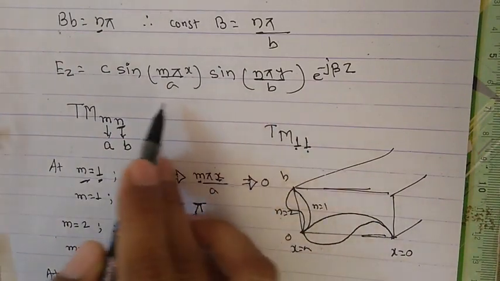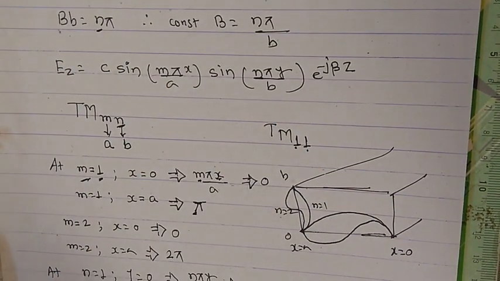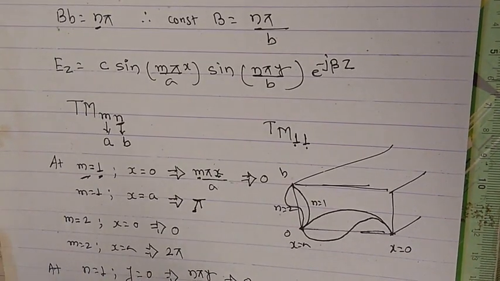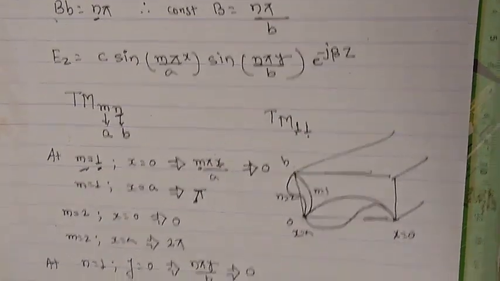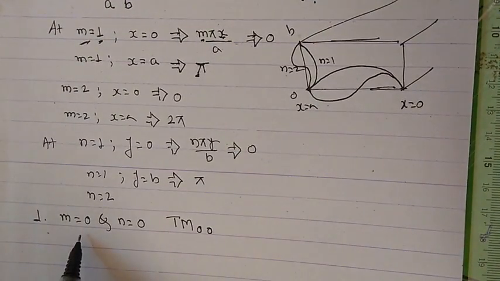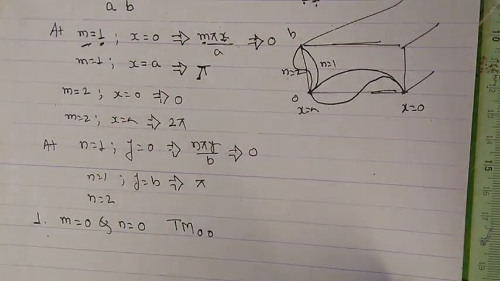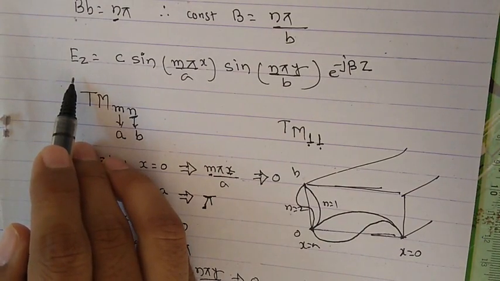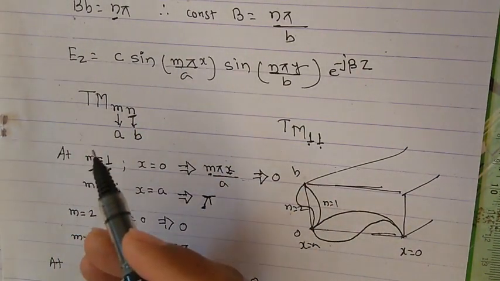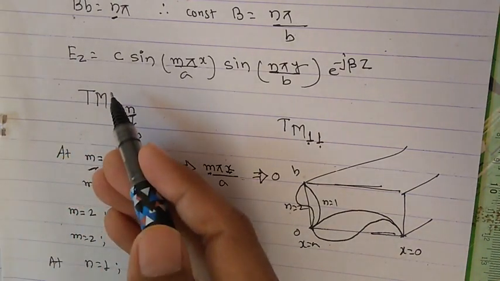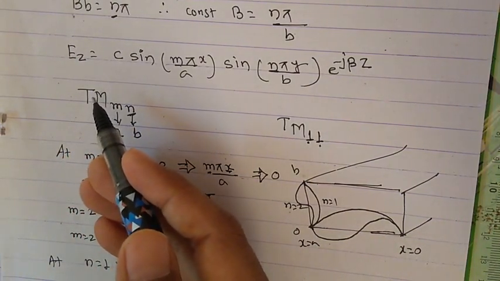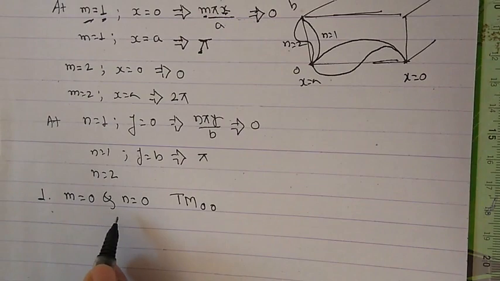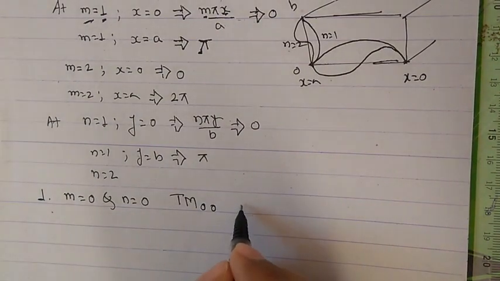Now let us put m equal to 0 and n equal to 0, that is TM00 mode. If you put m equal to 0 and n equal to 0, what will be this Ez? Ez will become 0, and Hz is already 0 for TM. If Ez is 0, then Ex, Ey, Hx and Hy will become 0. So there is no possibility of wave propagation. So will this mode exist in a rectangular waveguide? No. So this mode does not exist.